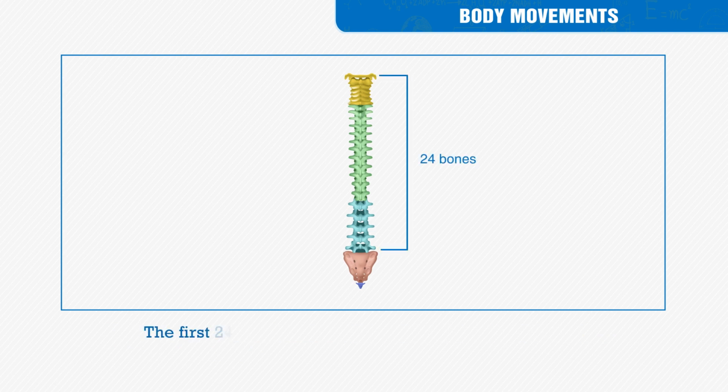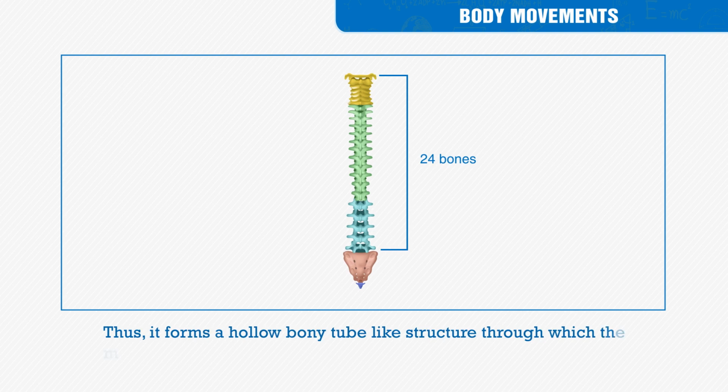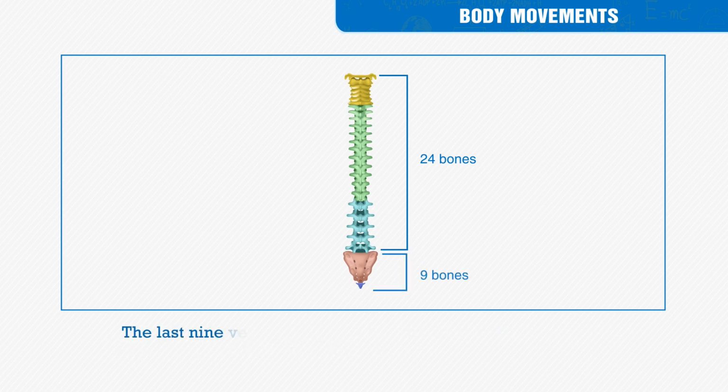The first 24 are joined serially, separated by discs that are elastic, like cartilage. Thus, it forms a hollow bony tube-like structure through which the main nerve cord or spinal cord passes. The last 9 vertebrae are joined together and do not move.